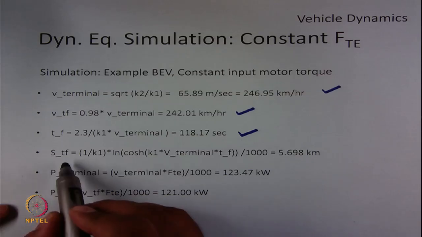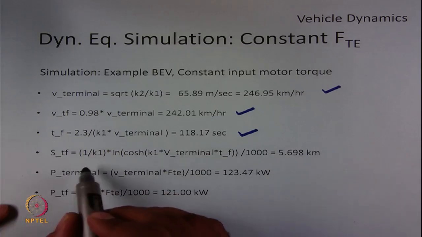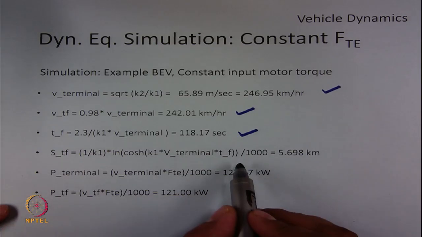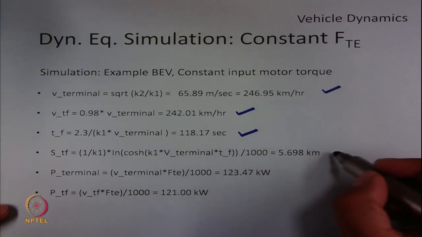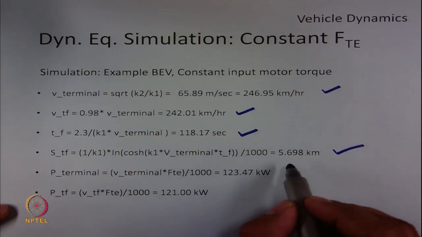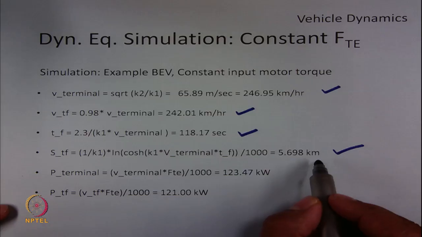So, the distance the vehicle travelled in time Tf can be calculated using this formula we have seen earlier, and if we divide by 1000 we will get the value in kilometers. So, the distance travelled is 5.7 kilometers.